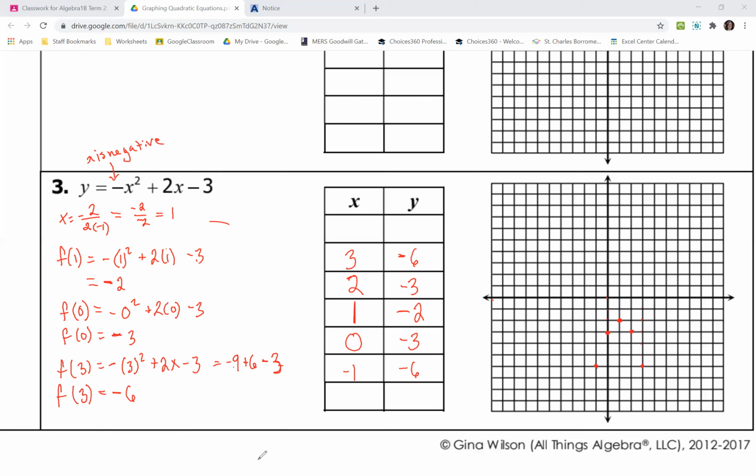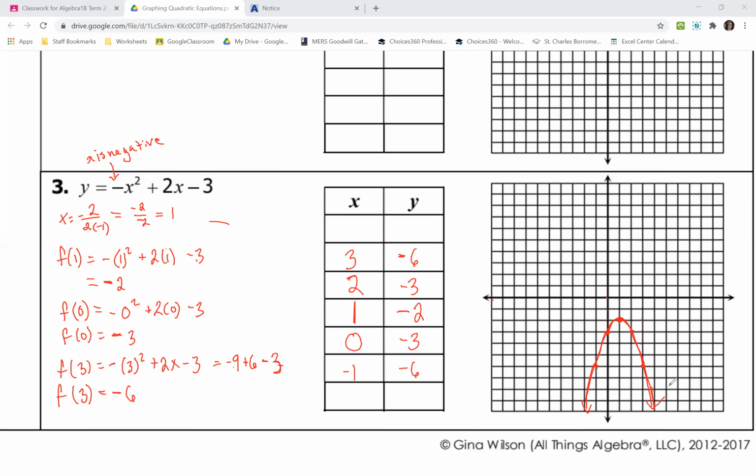So I think I have enough to draw my picture. Now, if you notice, it doesn't look like it's going to cross my x-axis, right? Because even if I kept going, this parabola is just going to keep going down. Okay. So here, this is one of those spots where you don't have a solution. You don't have any zeros. You don't have any roots. So our answer will be no solutions.